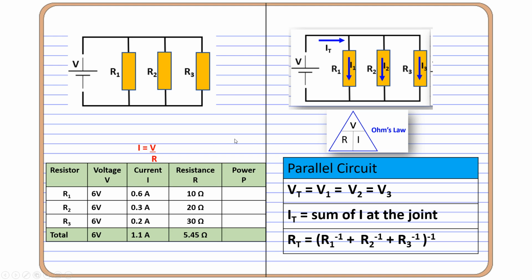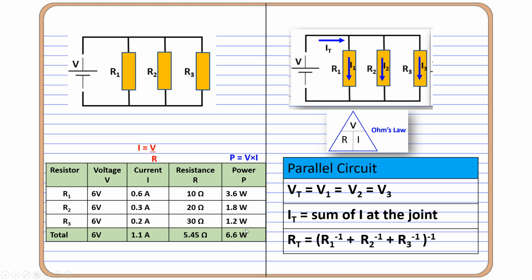Now to calculate power, we are using the formula V times I. And for the first one, 6 times 0.6 is 3.6 watts. And for the second one, 1.8. The third one, 1.2. The last one can be calculated by adding all these or using the total voltage and the total current to determine the total power.